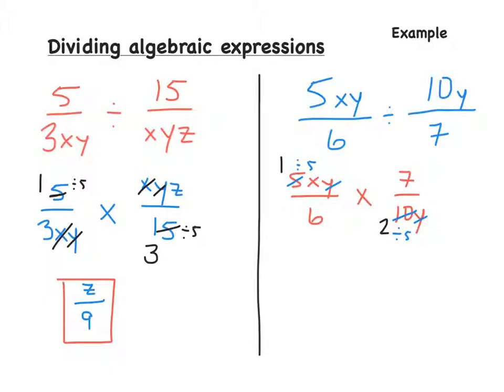So now let's multiply straight across. We have 1 times x times 7. So we would have 7x, and that's in our numerator. Now in our denominator, we have 6 times 2, because the 10 was simplified down to 2, and this y was crossed out. So 6 times 2 is equal to 12. So our final answer is 7 times x divided by 12.